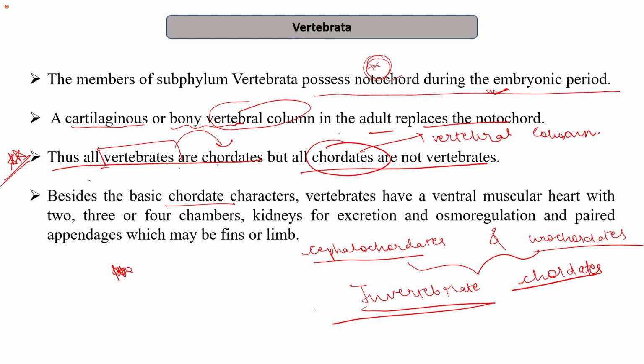The vertebrates have a ventral muscular heart with 2, 3, or 4 chambers, kidneys for excretion and osmoregulation, and paired appendages, which may be fins or limbs. So in tetrapods, it is limbs. In fish, it is fins. Fine.